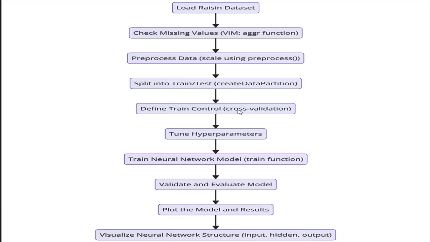These train controls we define for cross validation, and in cross validation we'll break the data into n different subsets. Here we'll use 10 subsets, and out of those 10 subsamples, one sample will be kept as test data, and the other subsets will be used to fit the model, which is then tested on the one held out. After defining the cross validation functions, we'll go for tuning the hyperparameters.